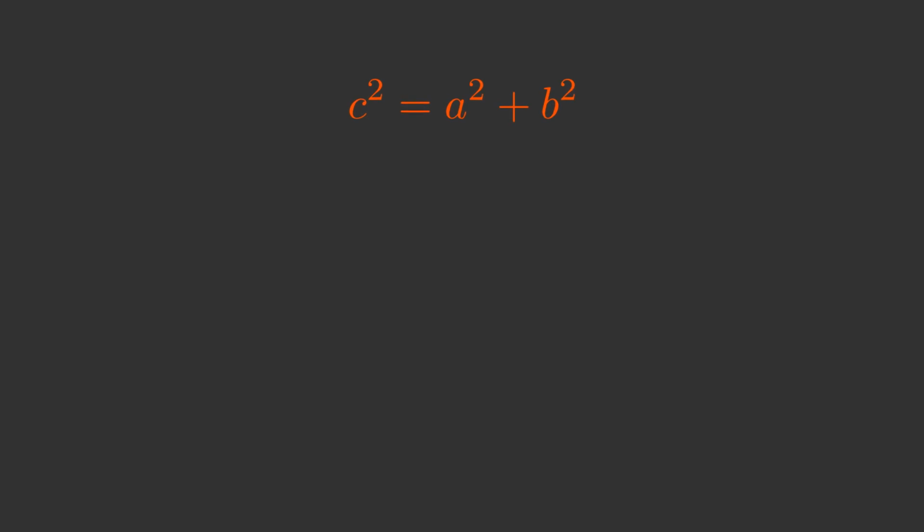We can rearrange the basic formula to find any side if we know the other two. To find side C, we simply take the square root of both sides of the equation. So C is equal to the square root of a squared plus b squared.